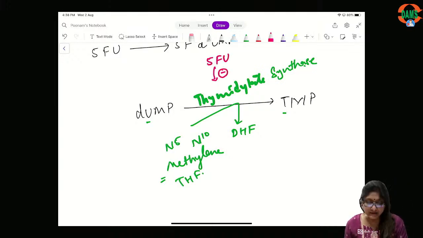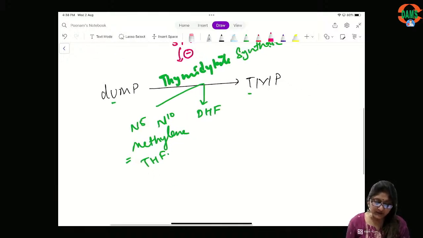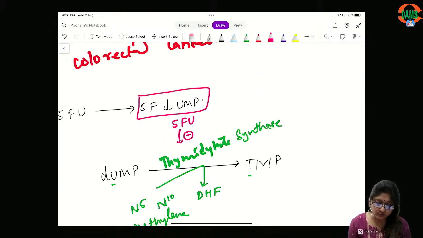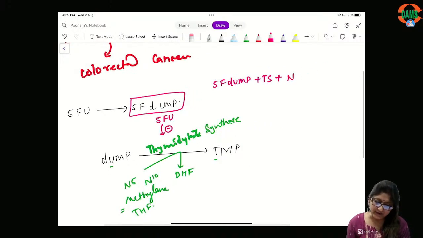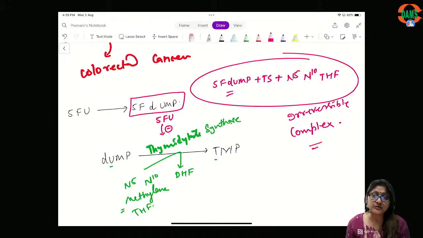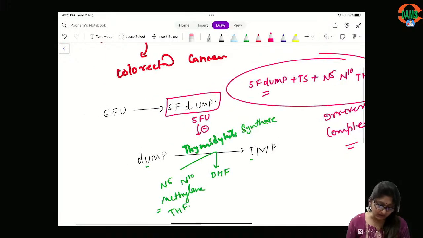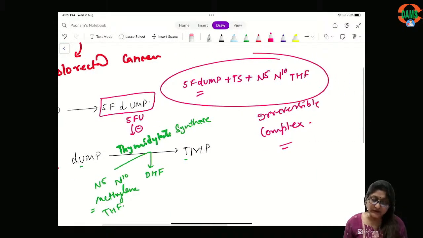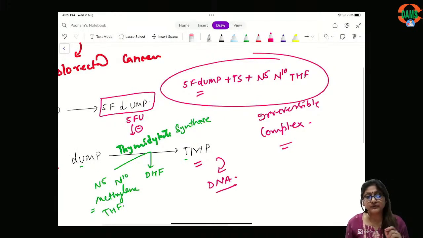How? After getting converted to 5-fluorodeoxy-UMP, this 5-fluorodeoxy-UMP, thymidylate synthase and N5N10 methylene tetrahydrofolic acid are going to make an irreversible complex, which is going to inhibit the action of the enzyme. Generally, in place of 5-fluorodeoxy-UMP, you need to have deoxy-UMP, like I have shown you in this reaction. Then only the reaction will take place and TMP will be formed and the DNA will be formed, because TMP is an important component of DNA.